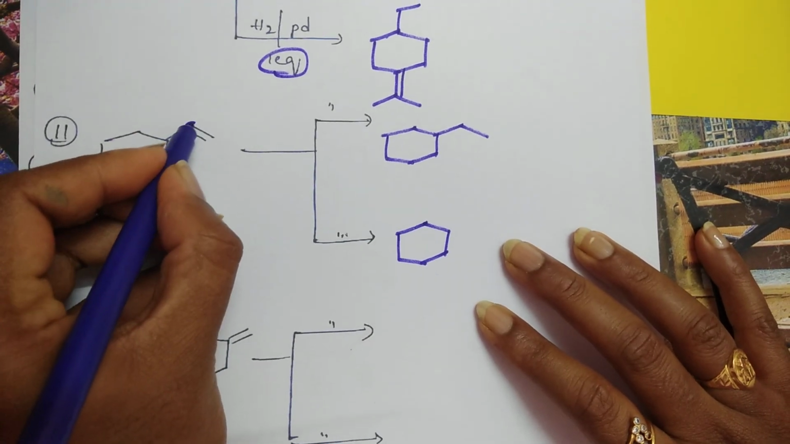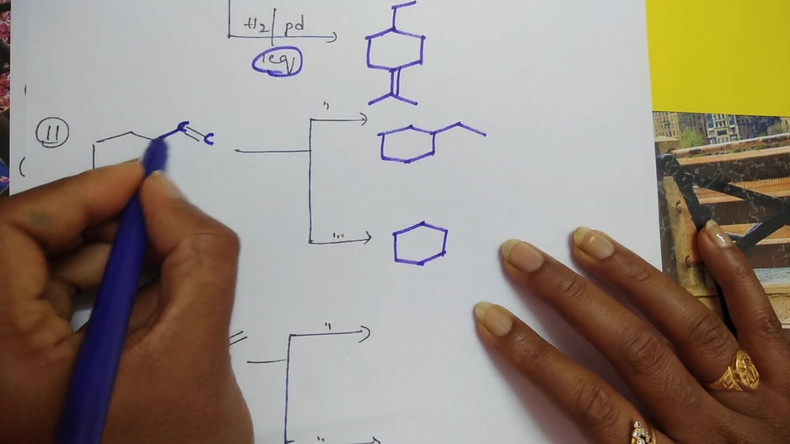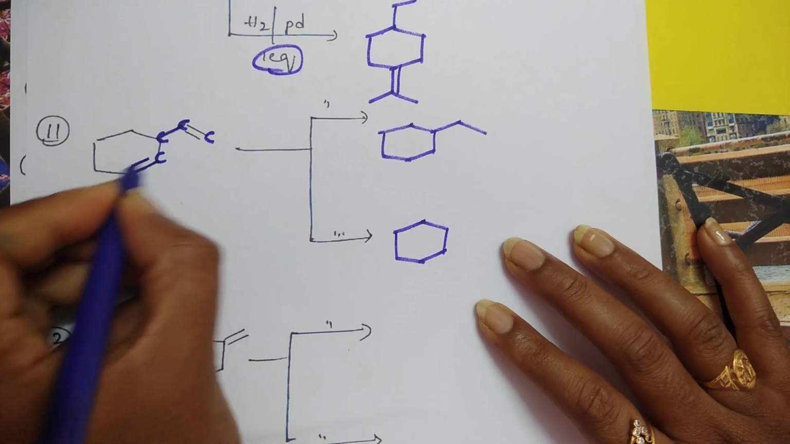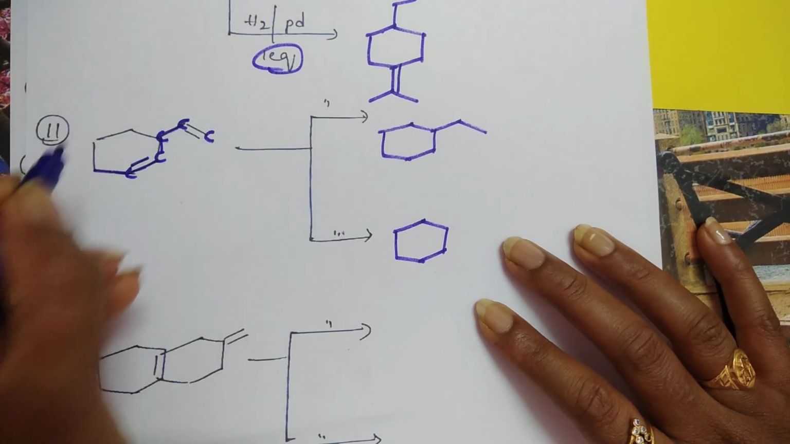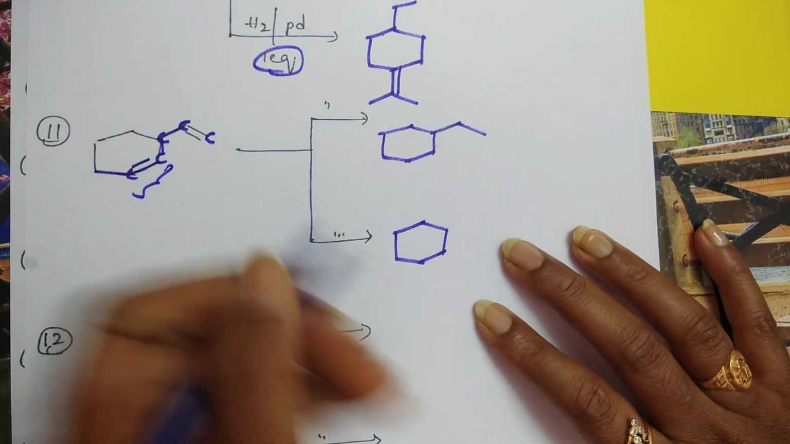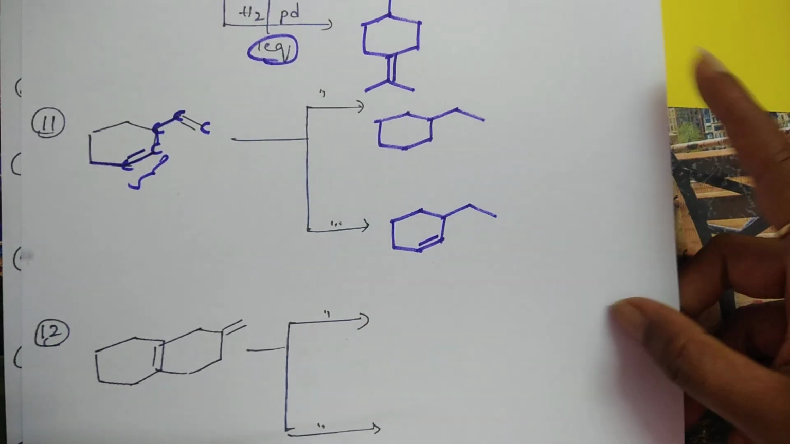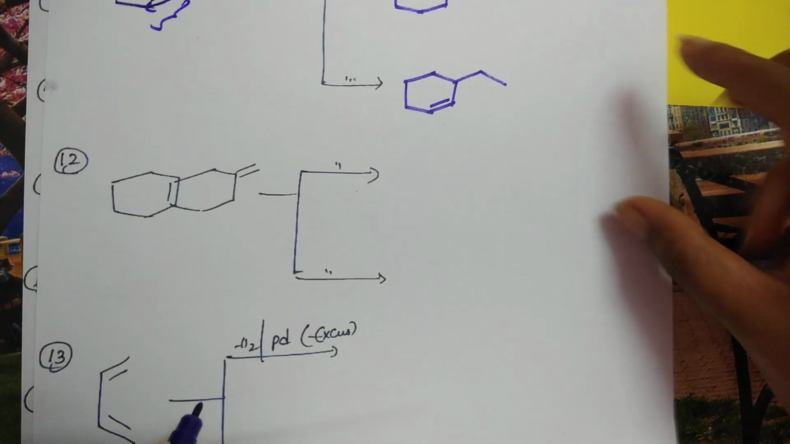See, less crowded means this double bonded carbon is connected with only one carbon. But here the double bonded carbon is connected with one on this side and one on this side. So this is more crowded, and this is less crowded. Only the less crowded one will be reacted. The more crowded one remains as it is. Understand? See the next one.